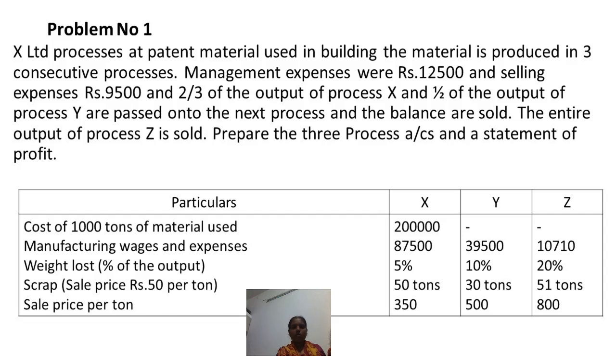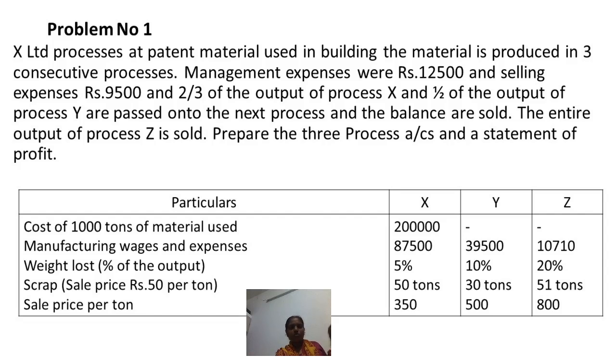In this problem, the cost of material, that is 10,000 tons of material used in process X, is rupees 2 lakhs, and in process Y and Z no materials have been introduced. Apart from that, manufacturing wages and expenses in process X is given as 87,500, in process Y as 39,500, and in process Z as 10,710.